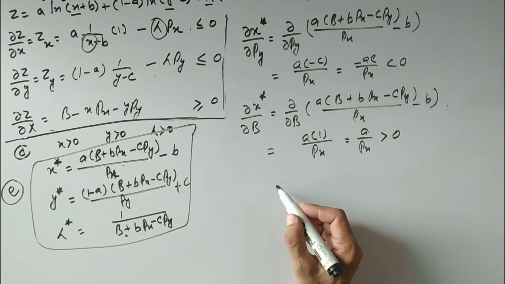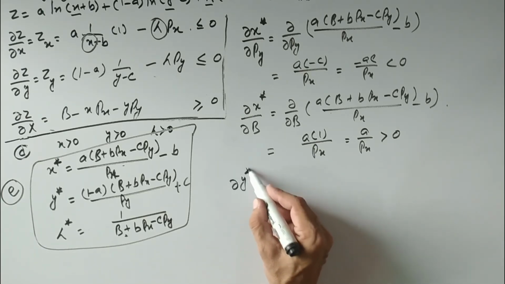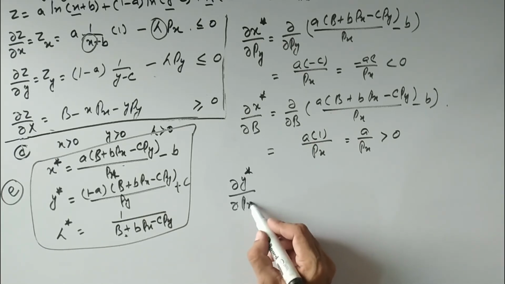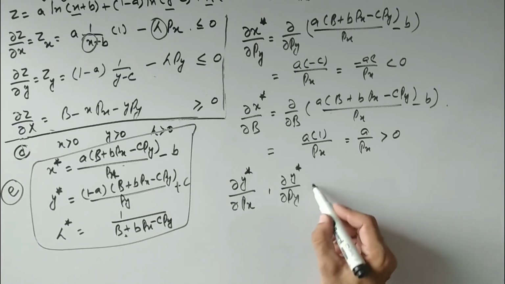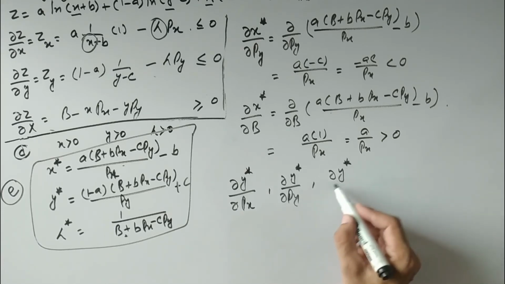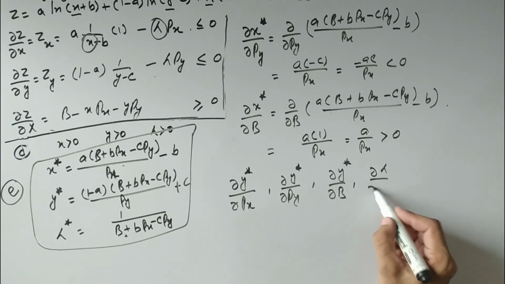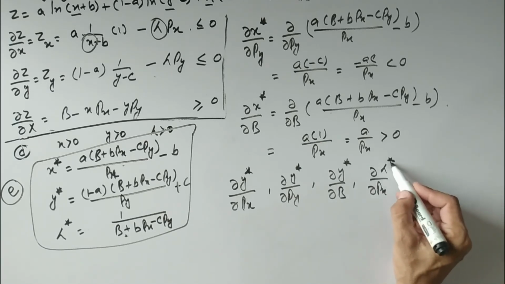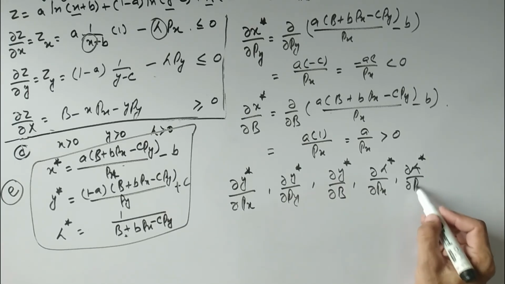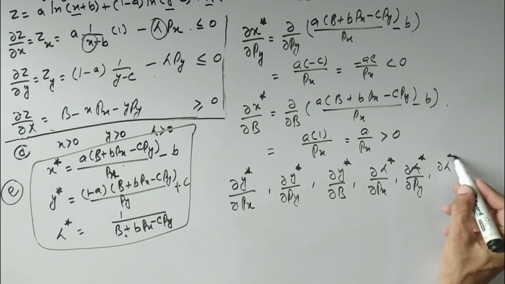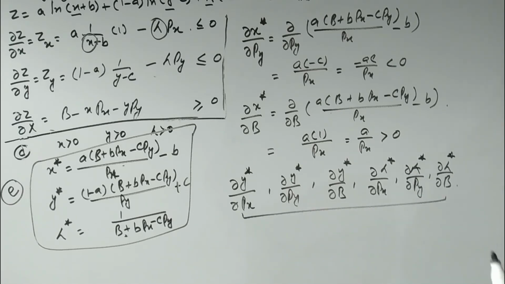Now similarly we have to take all the other derivatives: partial y star upon partial p of x, partial y star upon partial p of y, and partial y star upon partial b. Similarly, partial lambda upon partial p of x, partial lambda upon partial p of y, and partial lambda upon partial b. All these can be solved in similar patterns.